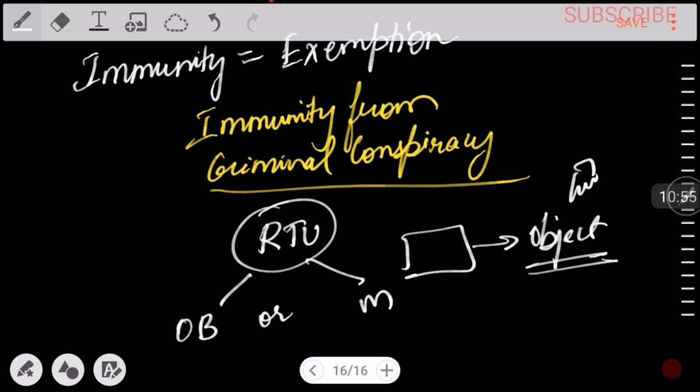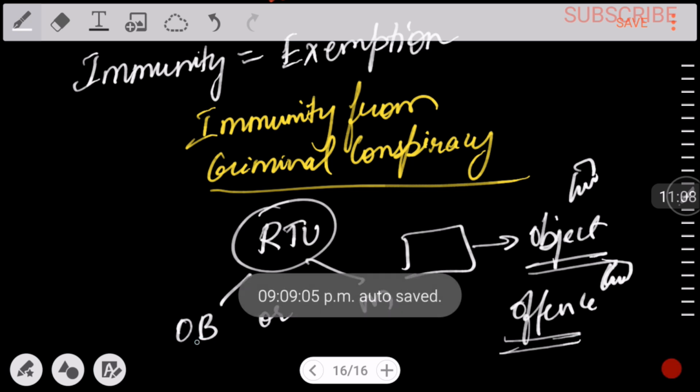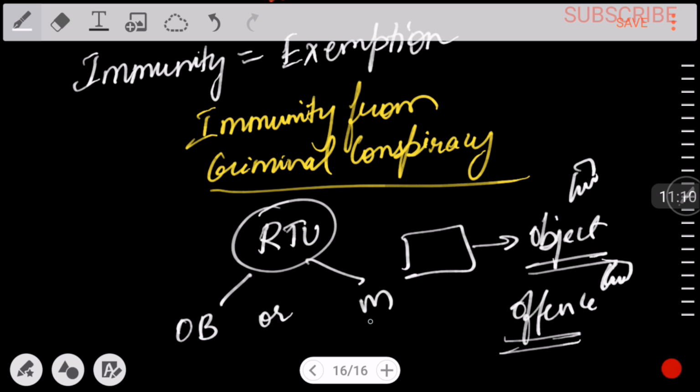Then the office bearer or the member is not liable to punishment. If this agreement is an agreement to commit an offense, then such office bearer or the member is liable to punishment.